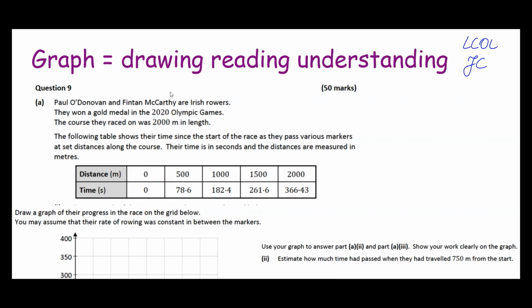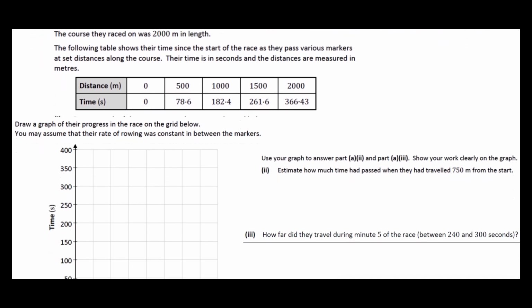Paul O'Donovan and Fintan McCartney are Irish rowers. They won a gold medal in the 2020 Olympic Games. The course they raced on was 2,000 meters in length. The following table shows their time since the start of the race as they pass various markers at a set distance along the course. Their time is in seconds and the distance is measured in meters. So we can see that it's 0 meters, 500, 1,000, 1,500, 2,000. And then we have the appropriate time that each stage took them.